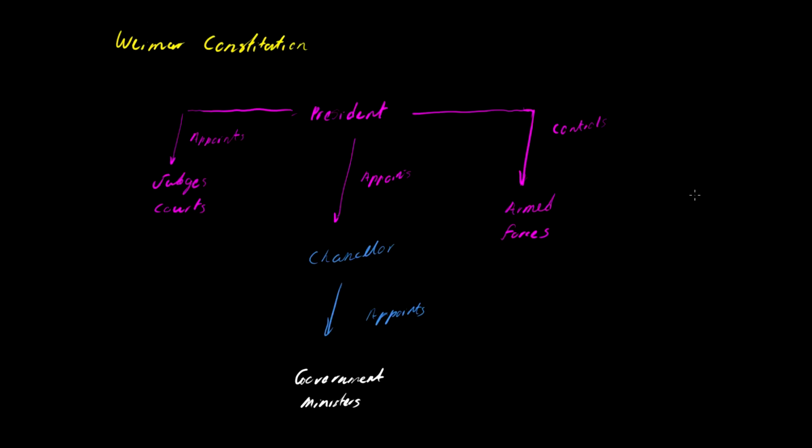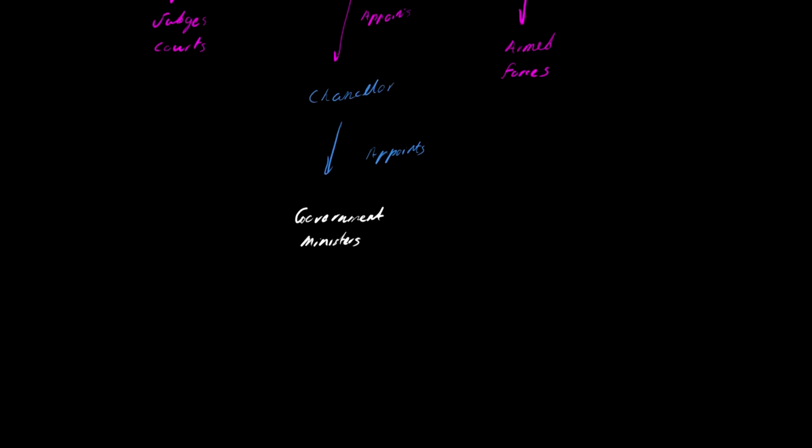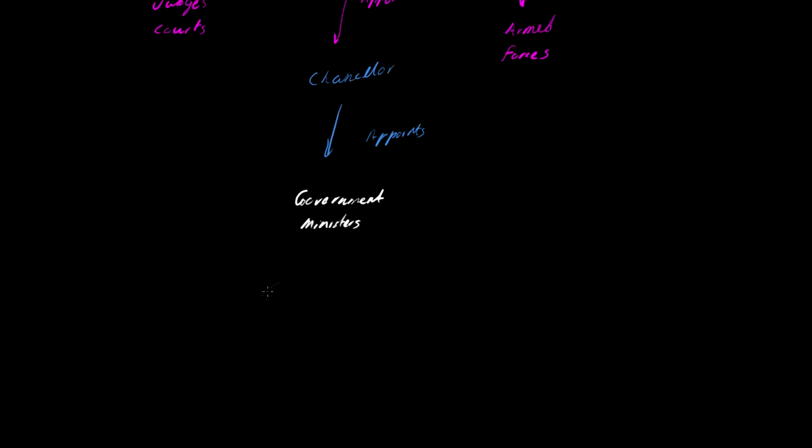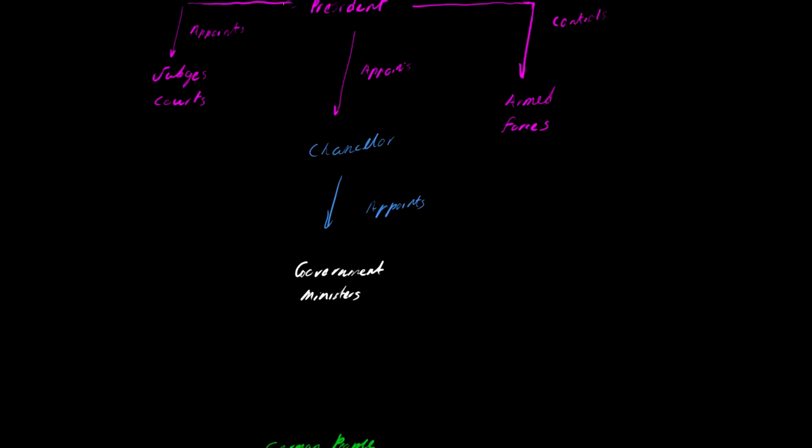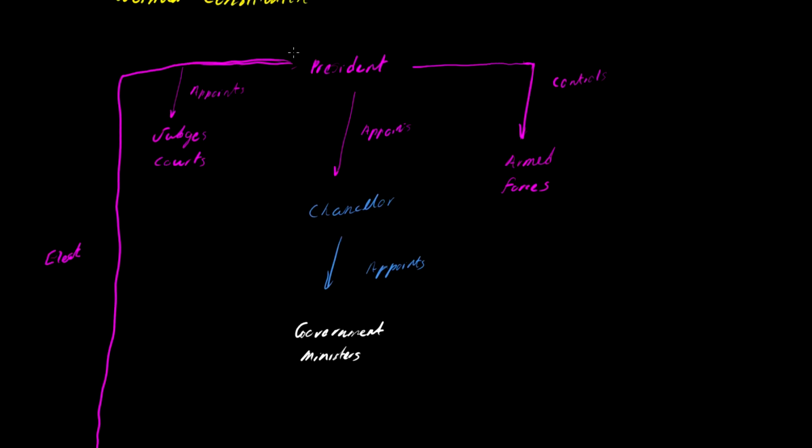Now, if we go down, let's look at the German people. I'll move it down a bit, actually. The German people play a significant role because they actually elect the president. They're the ones who vote for the president in the presidential elections. So the German people actually elect the president.